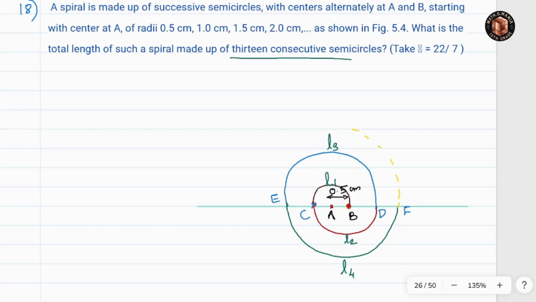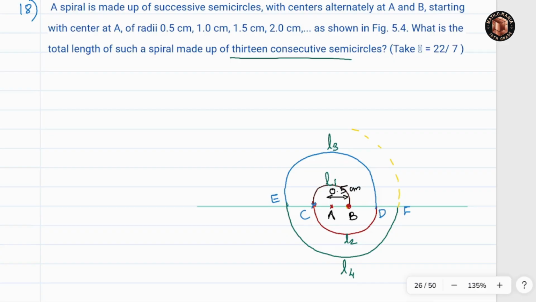A spiral is made up of successive semicircles with centers alternately at A and B, starting with center A, of radii 0.5 cm, 1 cm, 1.5 cm, 2 cm as shown in figure 5.4. What is the total length of such a spiral made up of 13 consecutive semicircles? Here in the semicircle CB, A is the center and the radius AB is 0.5 centimeter. That is our L1.